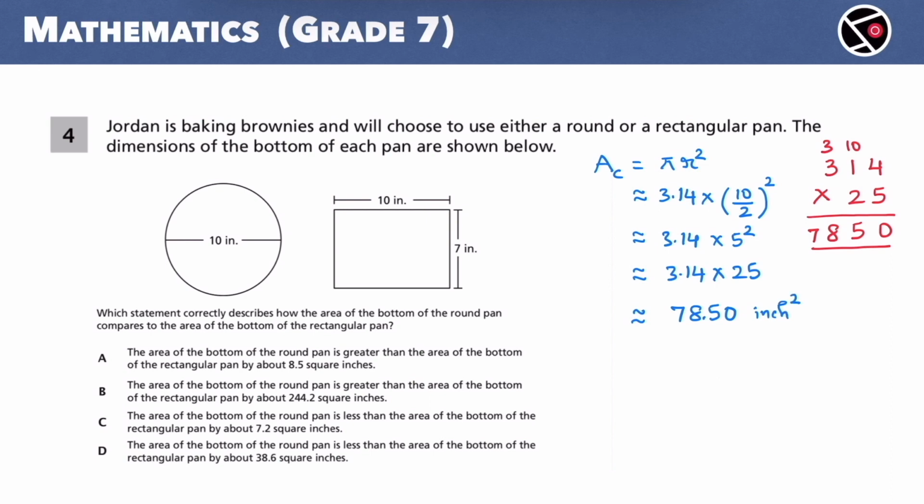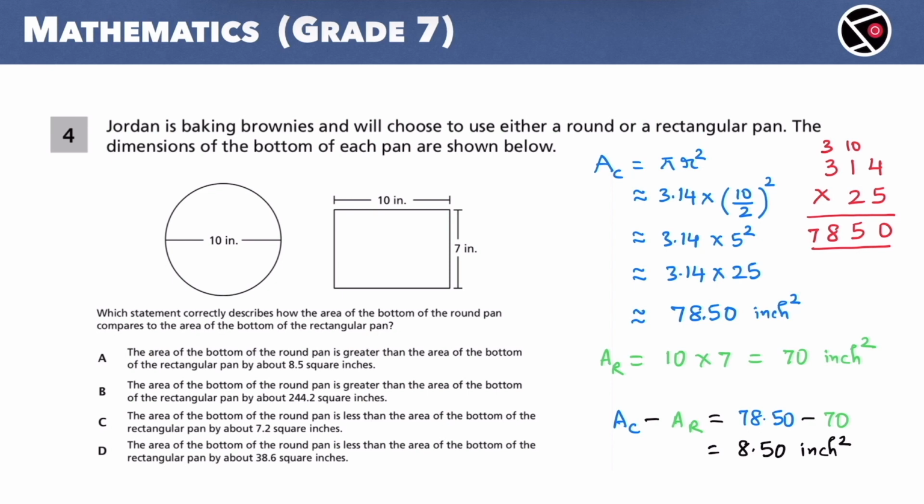Next, for the rectangular pan, the area would be length, which is 10 inches, and the width, which is 7 inches. So what we have is 70 inch square. Area of the circular pan minus the area of rectangular pan will be 78.50 minus 70. This gives me 8.50 inch square. The only option that meets our conclusion is option A.